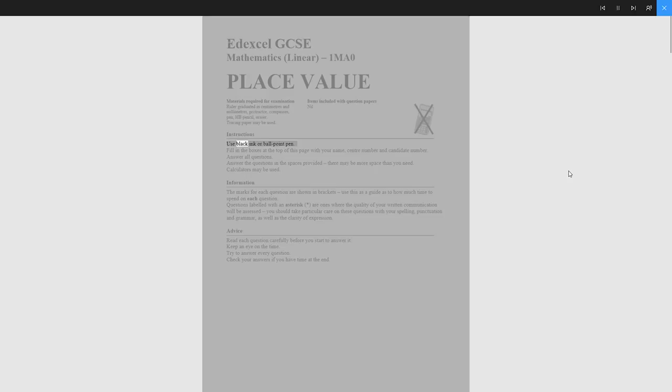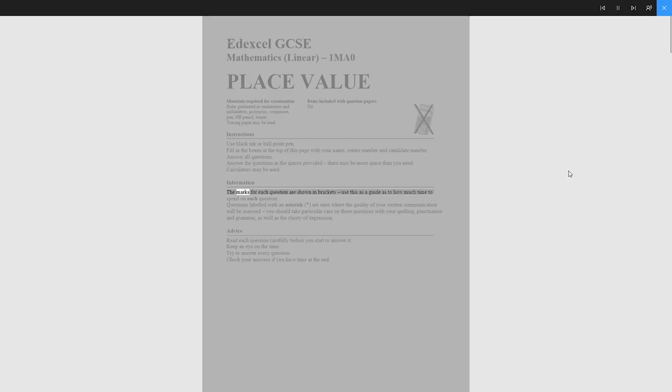Instructions: use black ink or ballpoint pen. Fill in the boxes at the top of this page with your name, centre number, and candidate number. Answer all questions. Answer the questions in the spaces provided. There may be more space than you need. Calculators may be used.